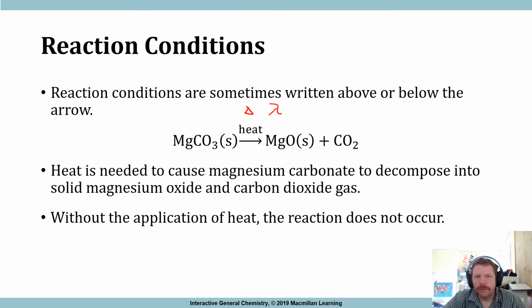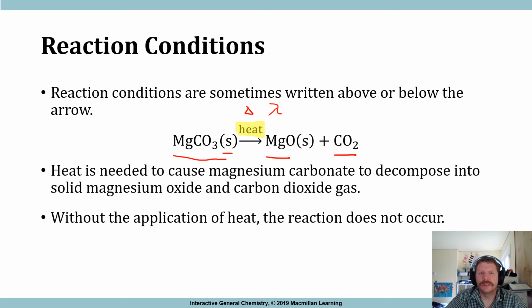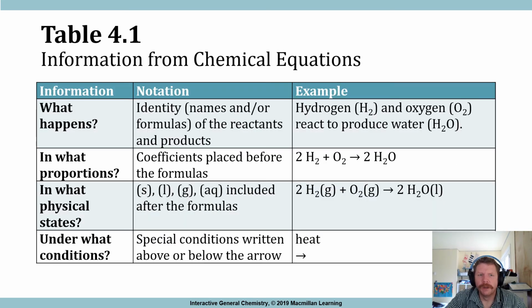So in this case, we have magnesium carbonate, which is a solid. That is going to decompose in the presence of heat to magnesium oxide and carbon dioxide. Now, one thing that you can see about this is that this is balanced and there are no coefficients there. But the key here is that heat, let me go ahead and get my highlighter, heat, which I'm highlighting right now. Look at that, that's a straight line highlighted there. Heat is needed to cause this magnesium carbonate to decompose into solid magnesium oxide and carbon dioxide gas. Without this heat, the reaction's not actually going to occur.